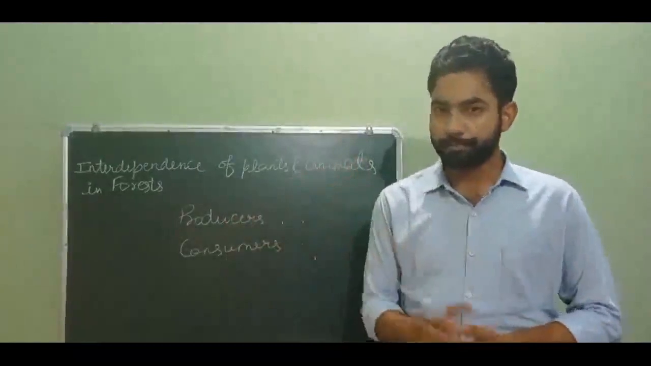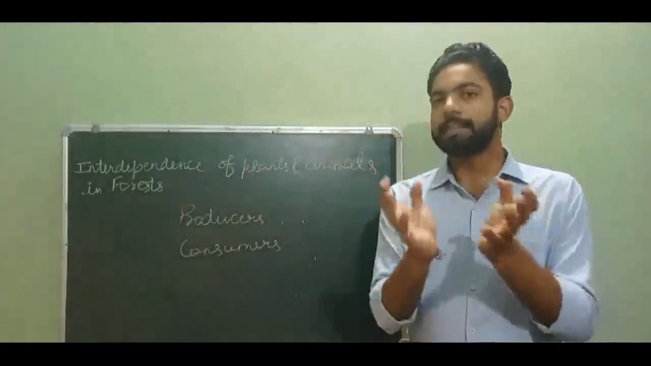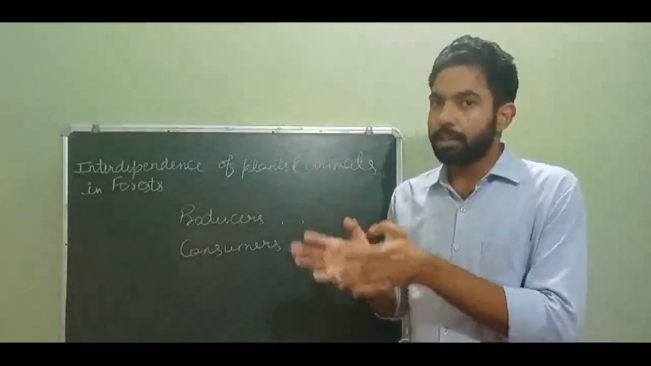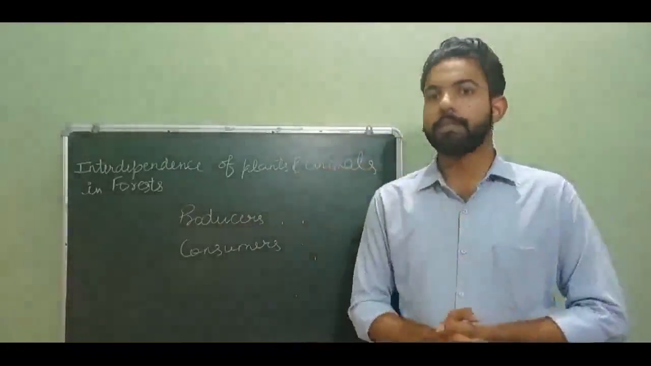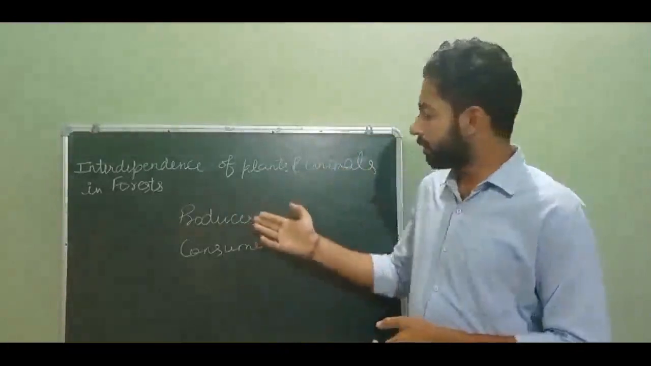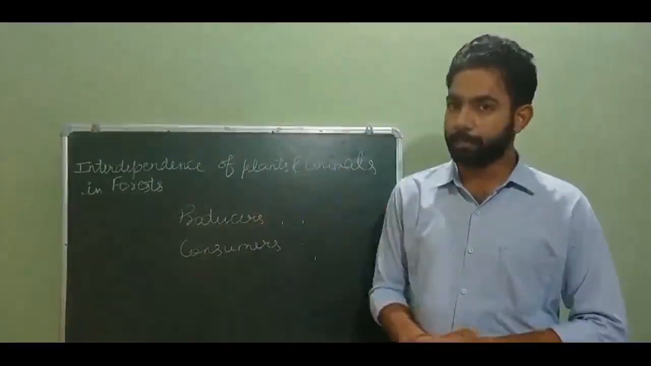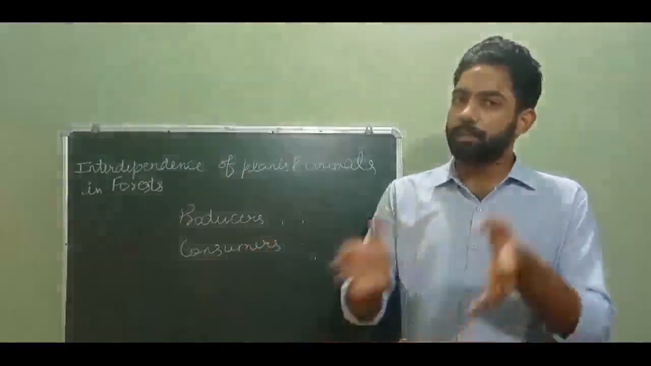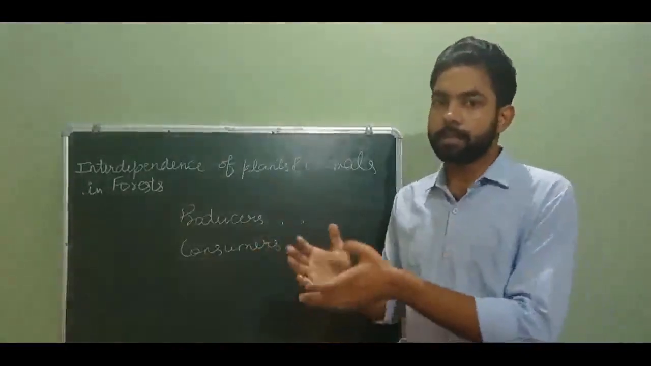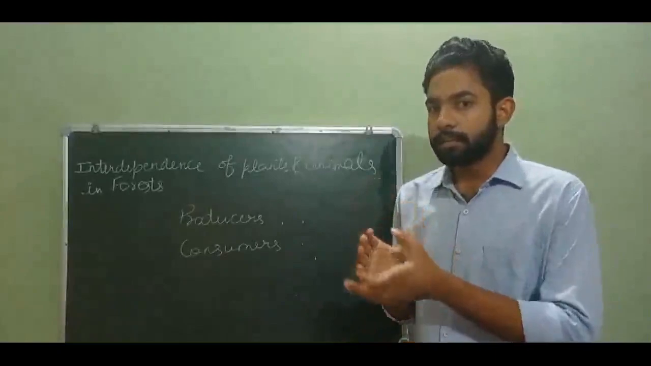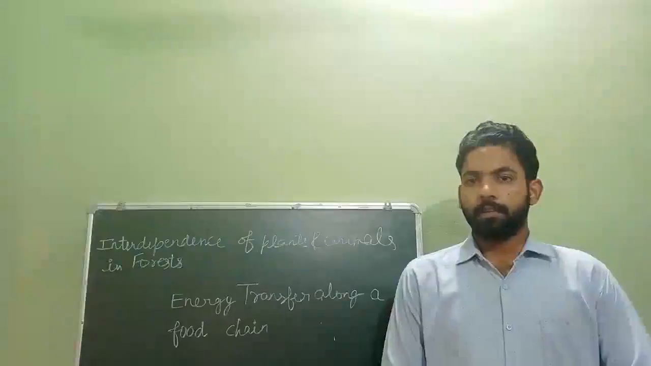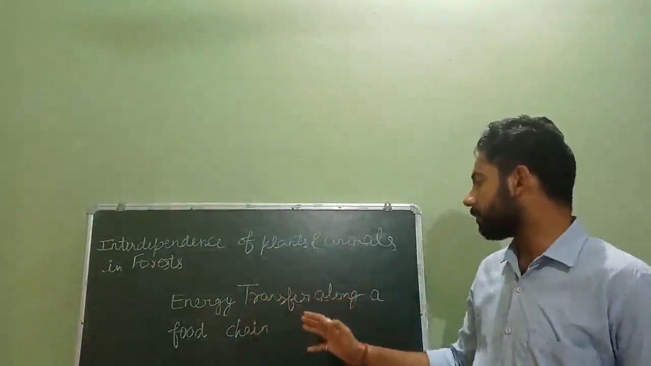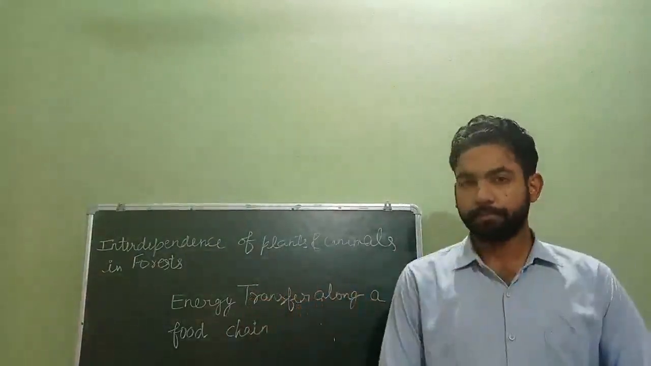Producers and consumers. Producers. Plants and trees derive their nutrients from water and soil to make food by the process known as photosynthesis. They are also called autotrophs. Consumers. Animals and some plants derive their food from other plants and animals. These are called heterotrophs. Now we will discuss how energy is transferred along a food chain.